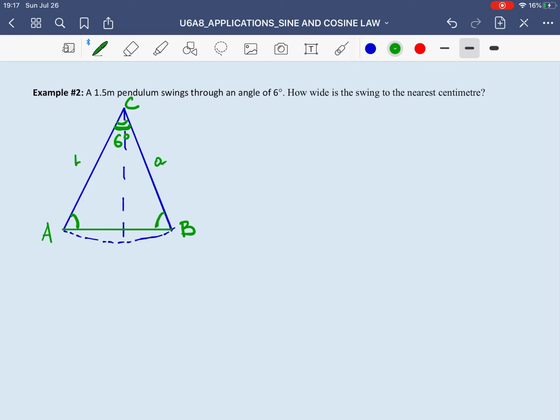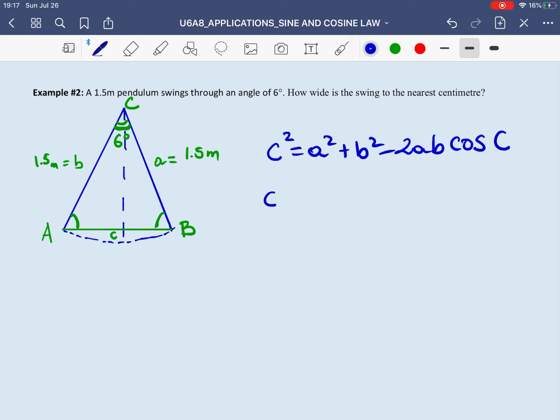So lowercase a, lowercase b, and lowercase c goes right here. Lowercase a would be 1.5 meters, and so will lowercase b, 1.5 meters. So now we're thinking, which case is this? Remember that in this case, we're given two side lengths and the angle in between. And when that's the case, we use the cosine law for the missing side. So we'll write that down. We're going to say c squared equals a squared plus b squared minus 2ab cosine of c.